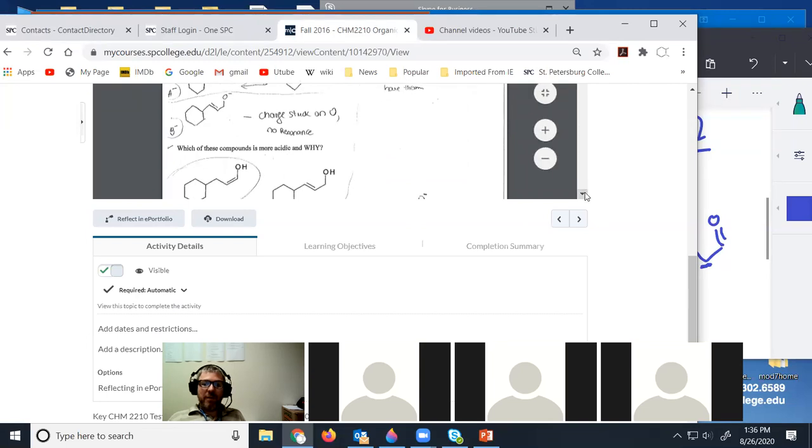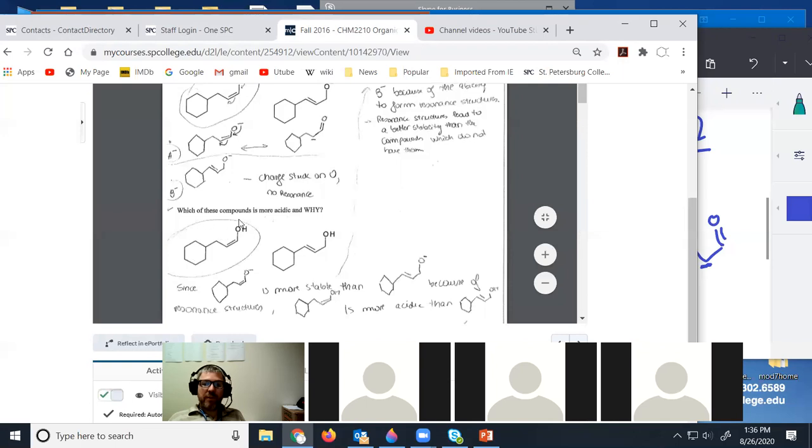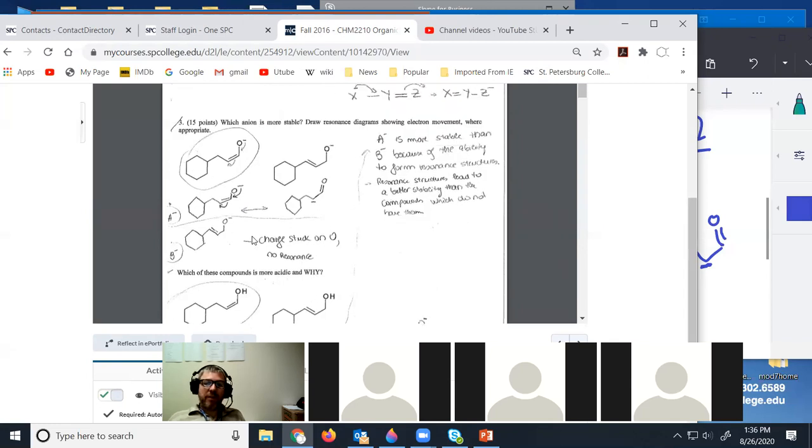So this is part of the same question over here. Which of these compounds is more acidic and why? So it's kind of related to question 2. You'll notice that the compounds I give you are exactly the same compounds. I'll say it again, they're exactly the same compounds, except now they have H's where the negatives are. All right, see, they're the same thing.